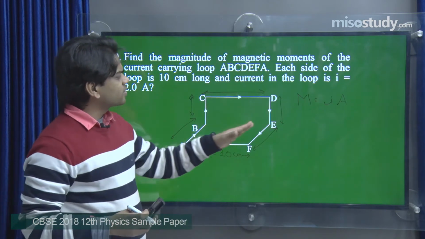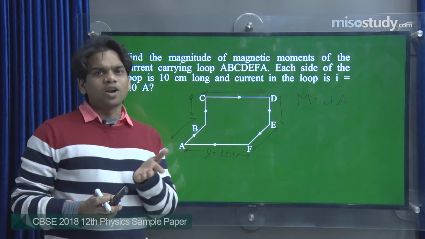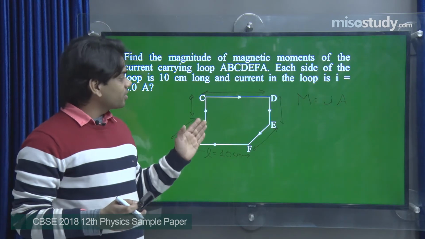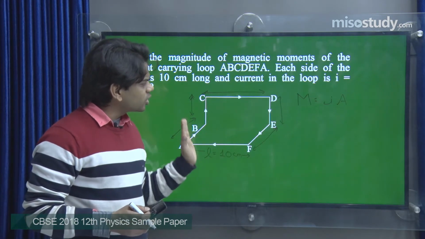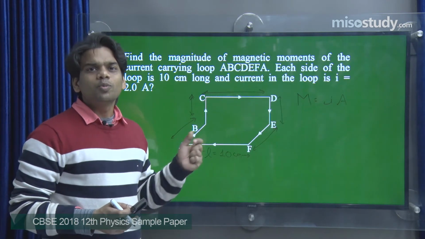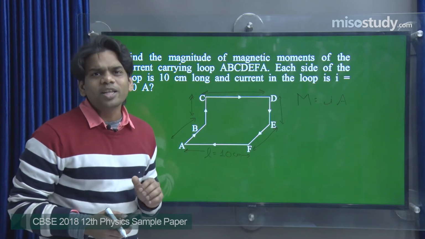Now here, students get confused. Actually, this is not a planar loop because this arrangement is in 2-dimensional space, or let's say this is actually in a space. It would be shown in this way. Now, how to find the magnetic moment?